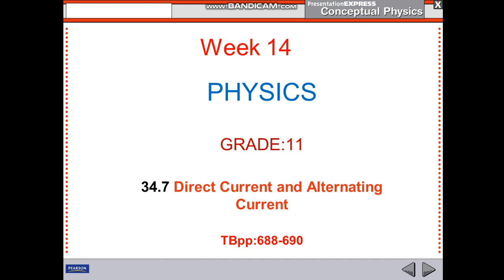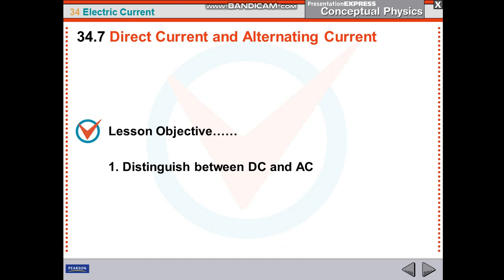Hello students, week 14 physics for grade 11, chapter 34, lesson 7, direct current and alternating current. Textbook page from 688 to 690. At the end of the lesson, you will be able to distinguish between direct current and alternating current.